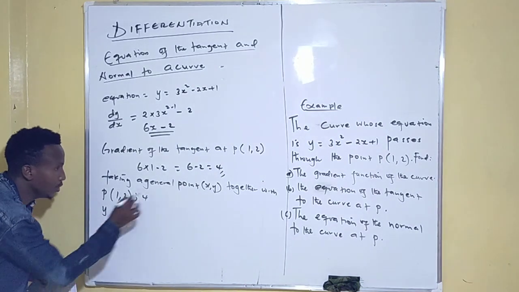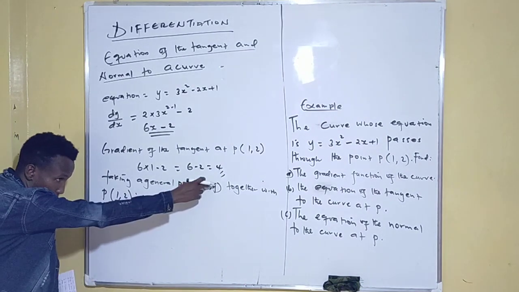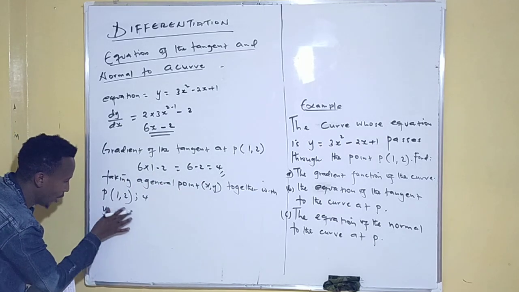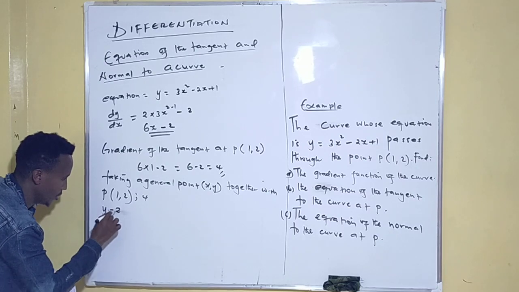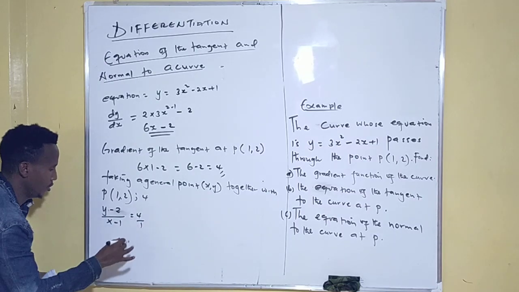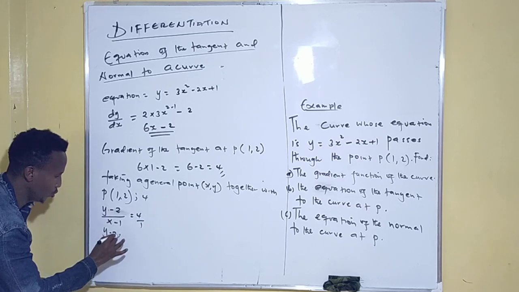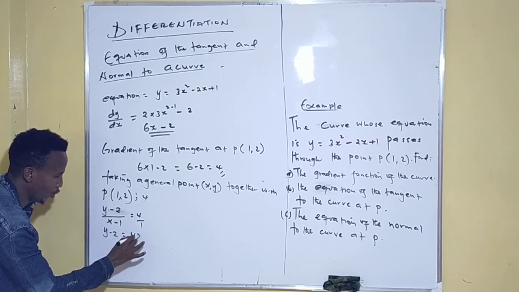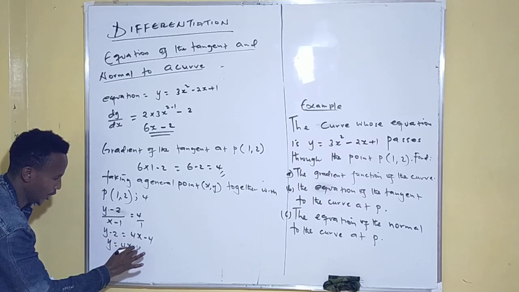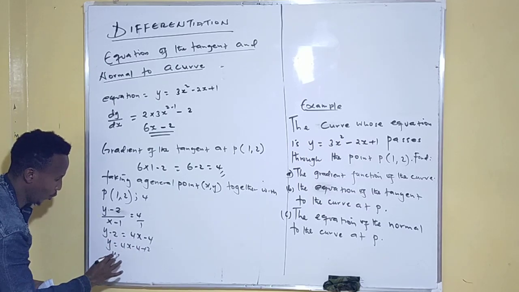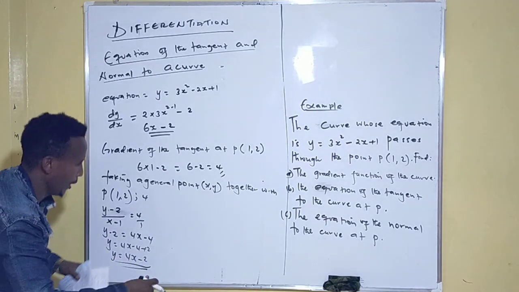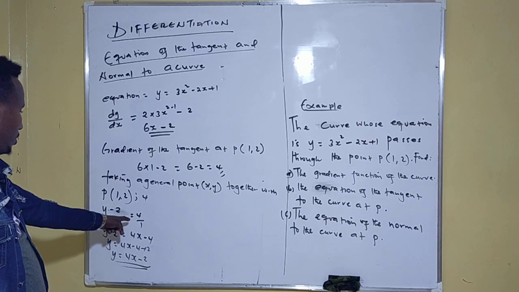So I'll say y, the general point, minus the y value of the point taken, which is 2 in this situation, divided by x less 1, is equal to 4. So cross multiply: y minus 2 is equal to 4x minus 4. So y is equal to 4x minus 4 plus 2. So y is equal to 4x minus 2. May God bless it.